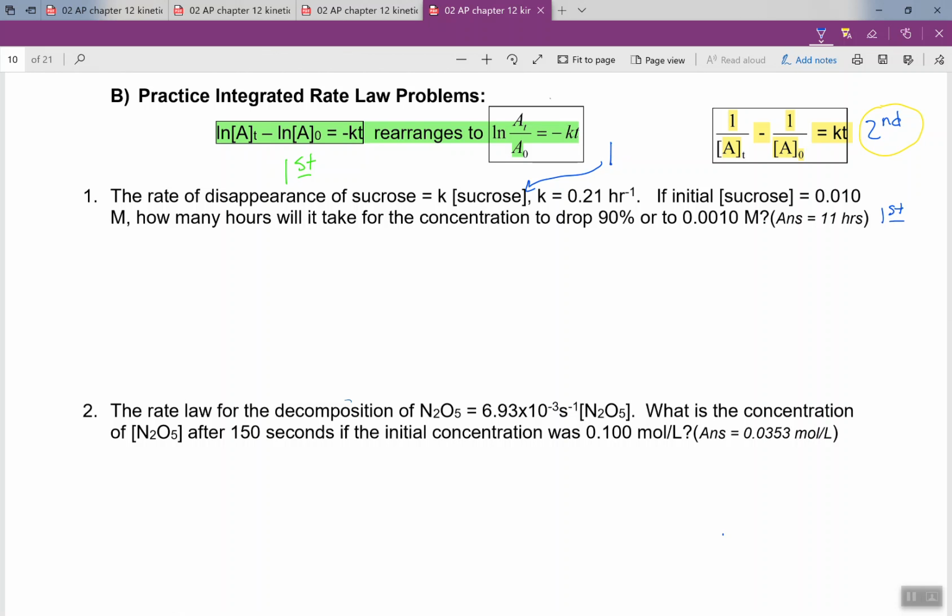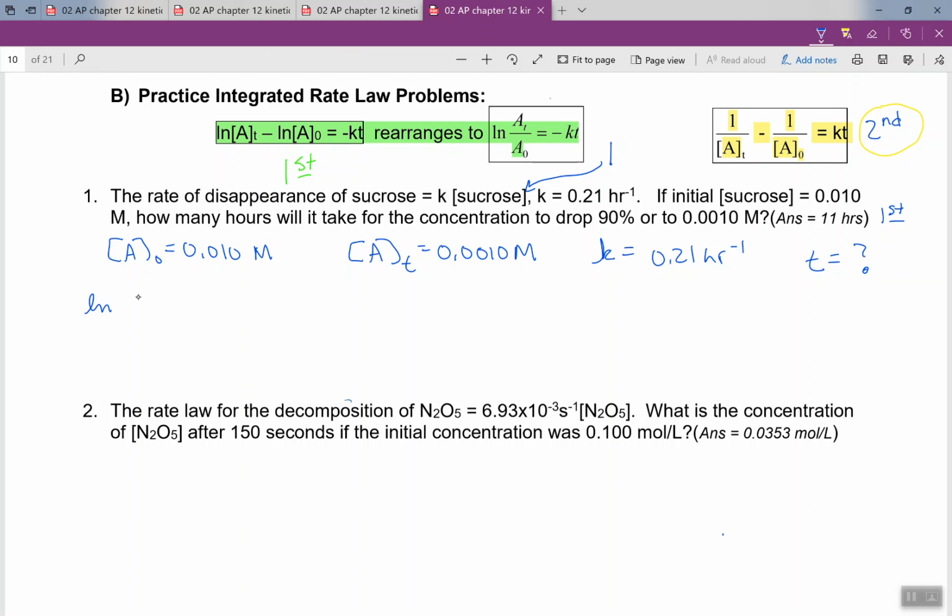So what we're going to do is see what information we are provided. The initial sucrose concentration, A0, is equal to 0.010 molar. Then we are given the concentration at time t of 0.0010 molar. They also give us a value for k, and k equals 0.21 hours^-1. We need to solve for t. In my opinion, the easiest form to use for this particular problem is the second green equation.